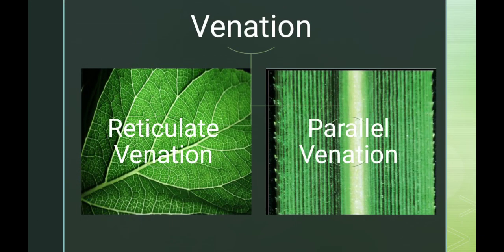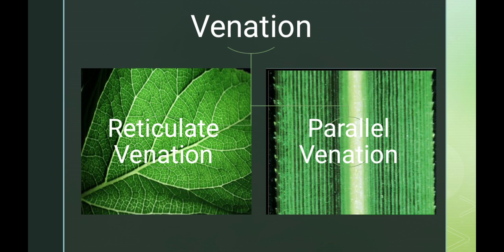Venation. The arrangement of veins and veinlets in the leaf is known as venation. It is of two types: reticulate venation. When the veins and veinlets are irregularly distributed in the lamina of the leaf, forming a network, it is called reticulate venation. This is commonly found in leaves of dicot plants.